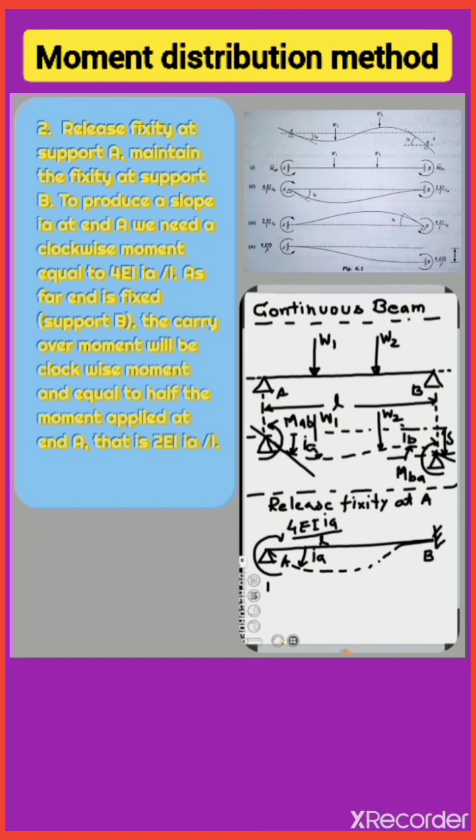Next step is to release fixity at support A. Maintain the fixity at support B. To produce a slope theta A at end A, we need a clockwise moment equal to 4 E I theta A upon L. As the far end is fixed support B, the carry-over moment will be a clockwise moment and equal to half the moment applied at end A. That is 2 E I theta A upon L.